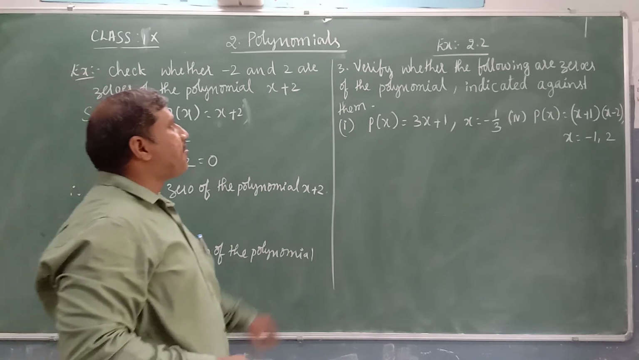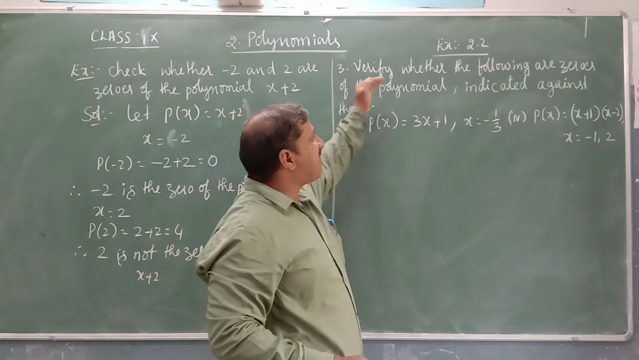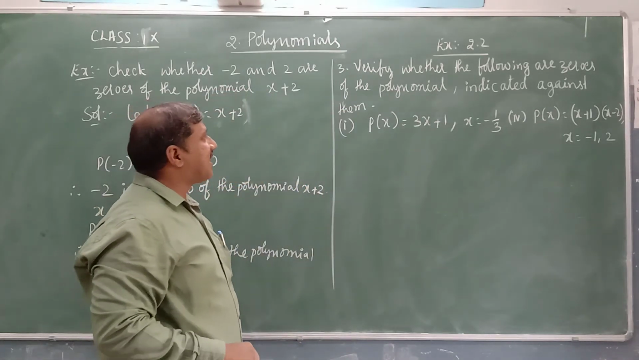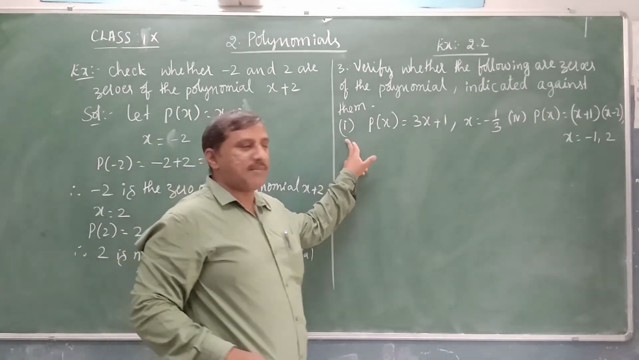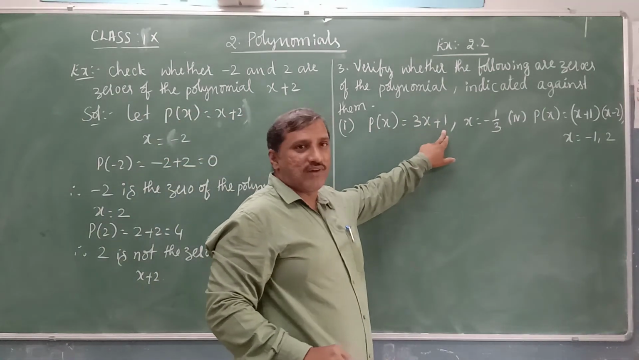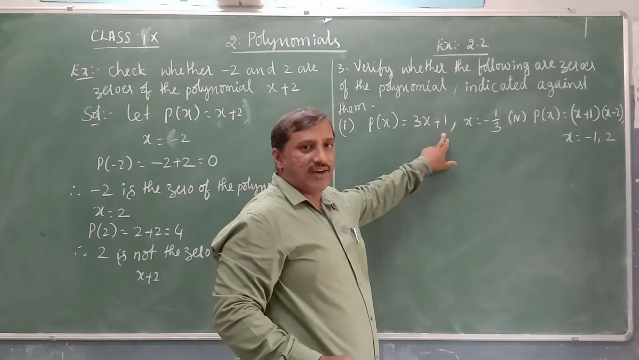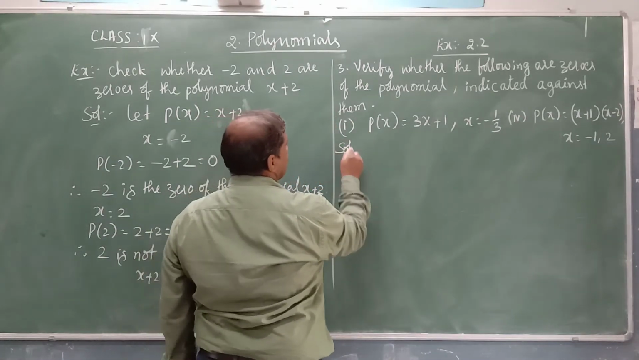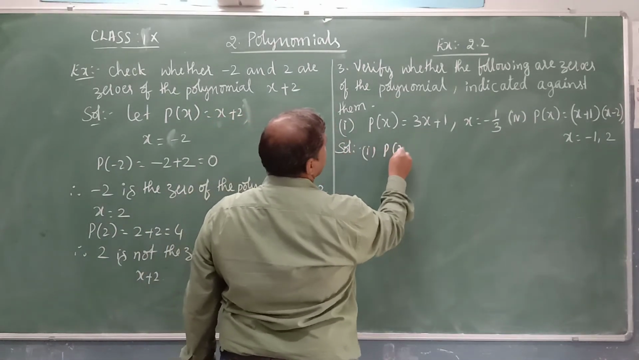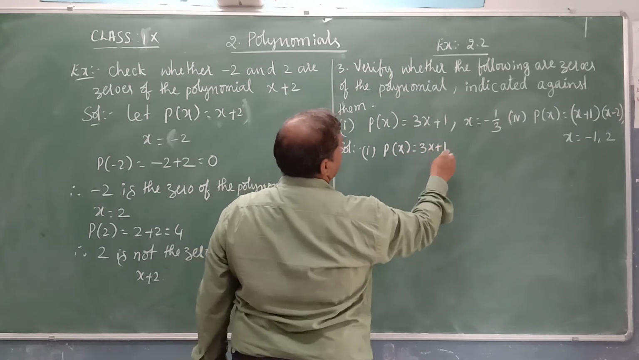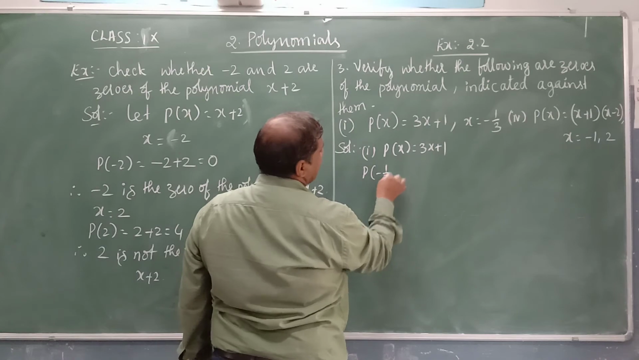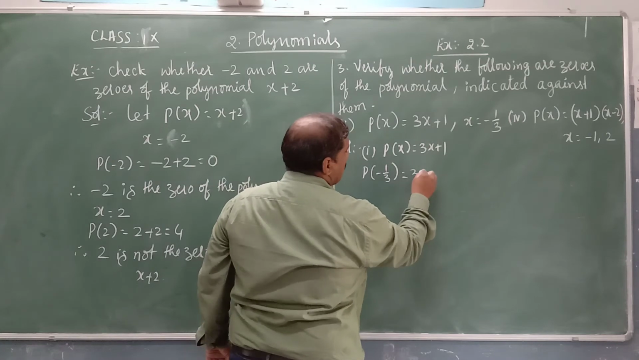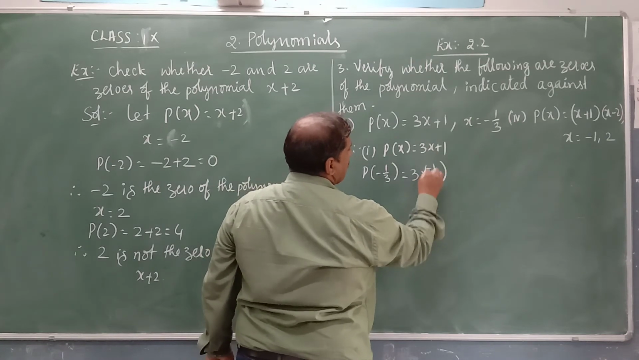Exercise number 2.2, third bit. Verify whether the following are zeros of the polynomial indicated against them. First, question number 1. P of x is equals to 3x plus 1. X is equals to minus 1 by 3. So P of x is equals to 3x plus 1. Now P of minus 1 by 3 is equals to, substitute x is equals to minus 1 by 3, 3 into minus 1 by 3 plus 1.